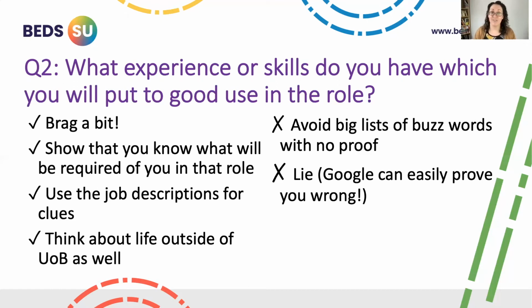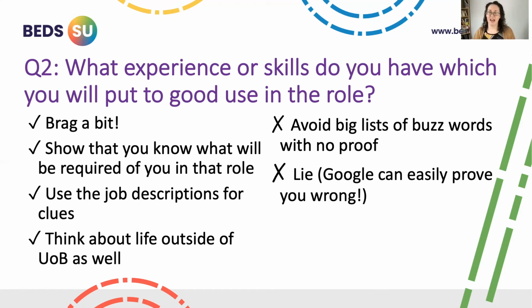So I'd say have a look at the job descriptions for clues about what it is you're going to need to be good at to make this happen. And I really encourage you to think about life outside of the University of Bedfordshire as well, what skills and experiences you have there. If you've got a family of 6 at home, you're probably much better at scheduling and time management than I am. So make sure you pop it down and that you're talking about your full rounded experiences and skills that your life has.